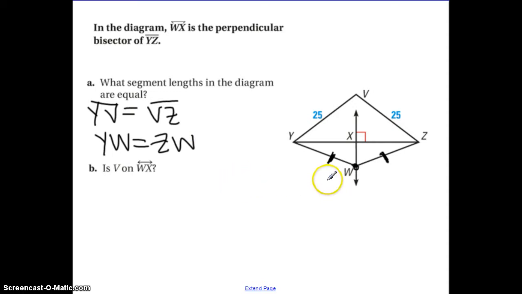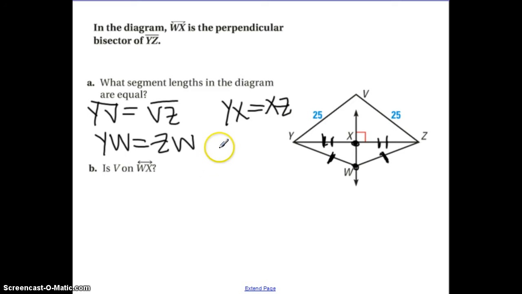We also know that XY and XZ are congruent. If this is a perpendicular segment bisector, or even just a segment bisector, to bisect something means to cut it in half. So if this line is being bisected, this point X is our midpoint. Therefore, these two lines have to be congruent. So YX is equal to XZ.